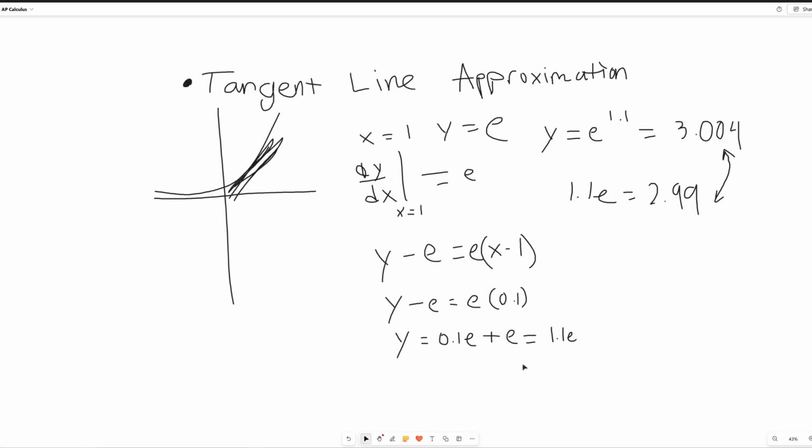However, if I wanted to approximate y equals e, or x equals e, I mean, or x equals 50, it would be incredibly off. 49e is so exponentially smaller than e to the 49th. So these are only for small distances away from the tangent line.